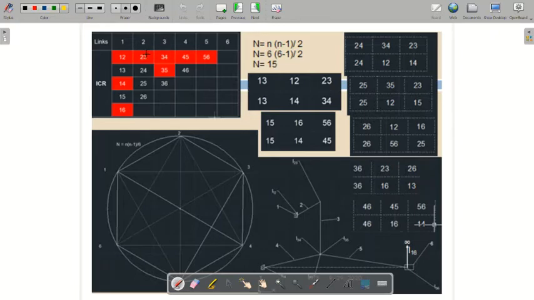Next, second column: 2 3, 2 4, 2 5, 2 6. Third column: 3 4, 3 5, 3 6. Fourth column: 4 5, 4 6. Fifth column: 5 6. The last column you can leave empty, because 6 5, 6 4, 6 3, 6 2, 6 1 you have already written. So nothing will be there in the last column. So we have written these columns.